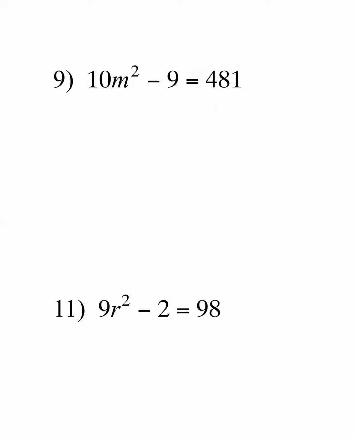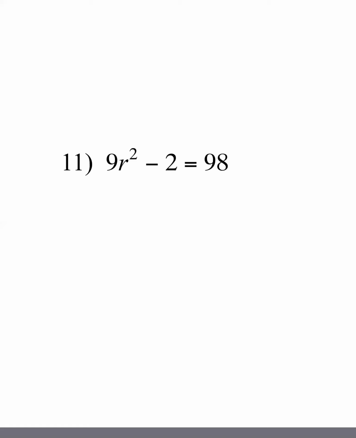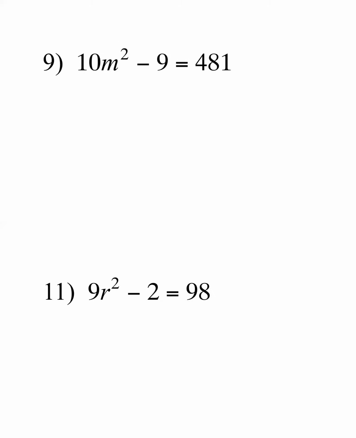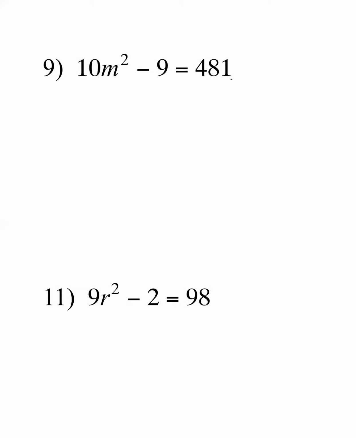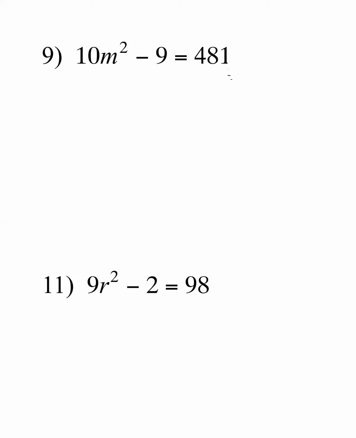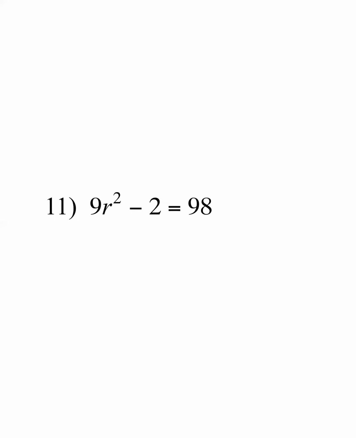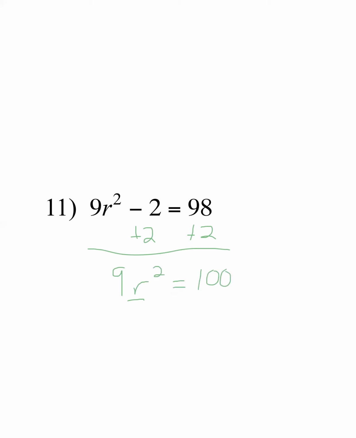Okay. Well, actually, I think I want to do 11 with you. Yes, I do, because 11 works out a tiny bit differently. So let's look at 11. So, still want to get r squared by itself. I'm going to start by adding 2. Add 2, add 2. I get 9r squared equals 100. Next step, divide by 9.